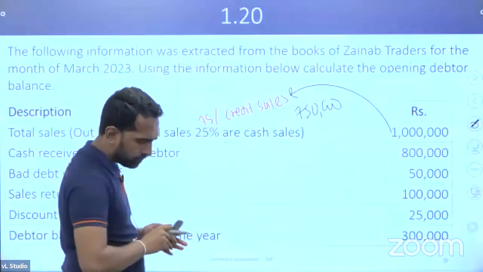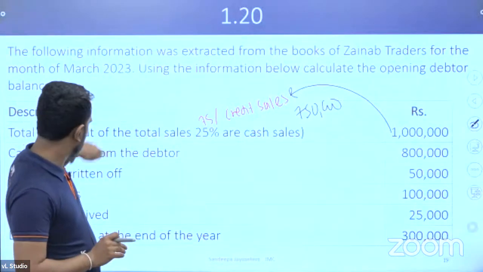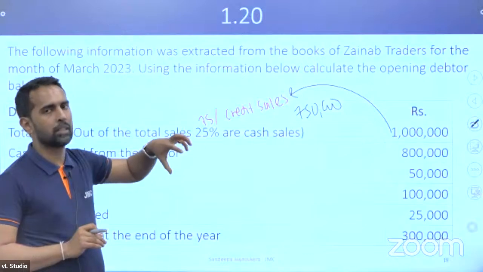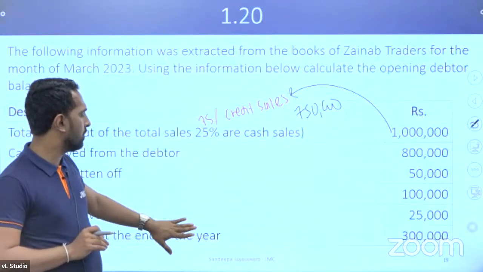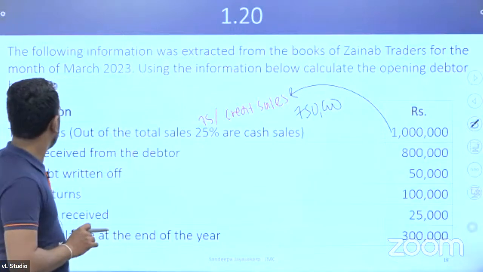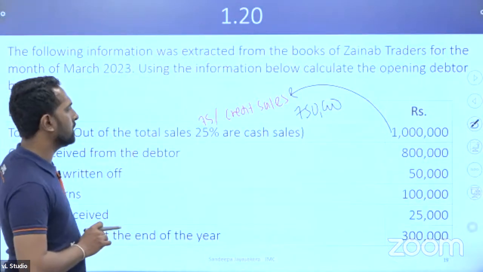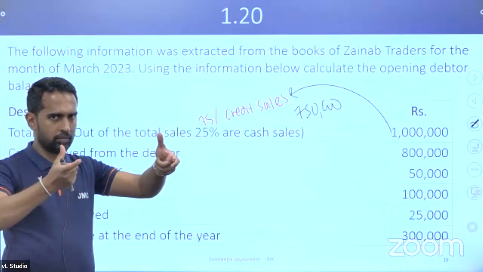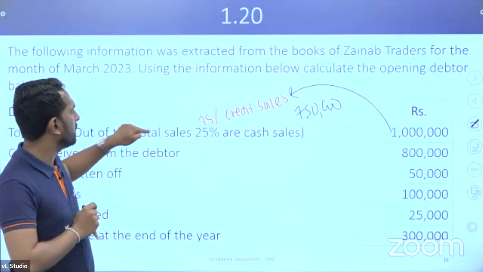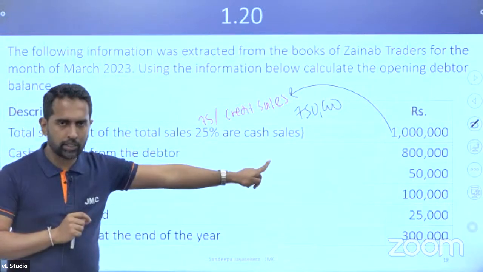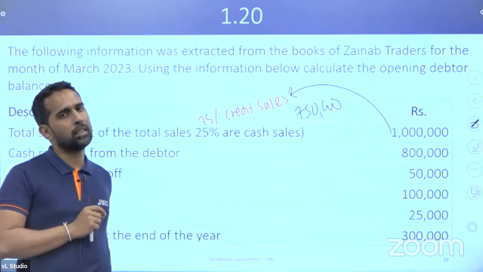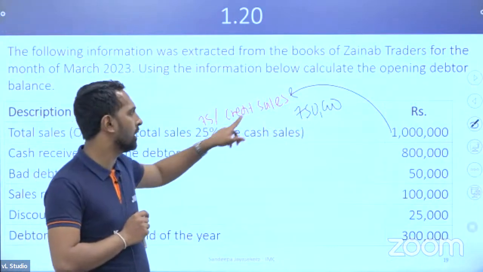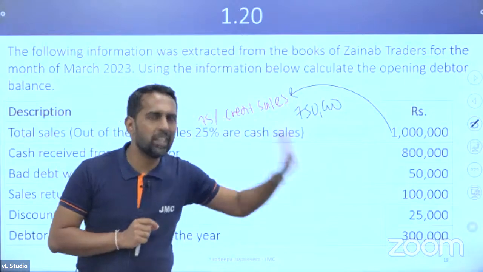Now look here. In this question, they are asking the opening debtor balance, that is the debtors control account opening balance at the beginning. They have given some information relevant to the sales. During the year, the total sales is 1 million, consisting of both cash sales and credit sales. Out of the total sales, 25% are cash sales and the remaining 75% is credit sales. So out of 1 million, 25% is 250,000 cash sales, and 75%, 750,000, is credit sales.